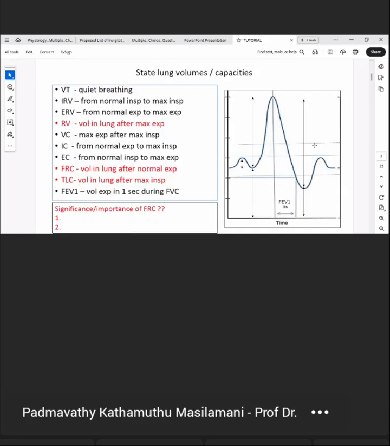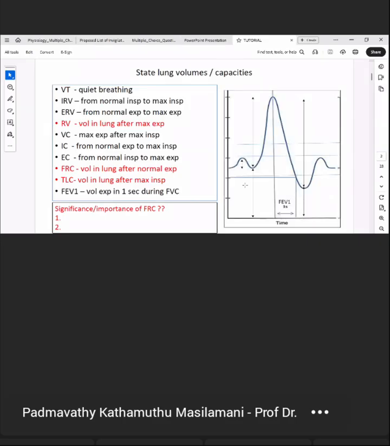Okay, respiratory. You know this is a spirogram. Tidal volume. After the tidal volume is the inspiratory reserve volume. Below the tidal volume, you will have the expiratory reserve volume. So maximum inspiration to maximum expiration is your vital capacity. Below the expiratory reserve volume, ERV, is your residual volume.